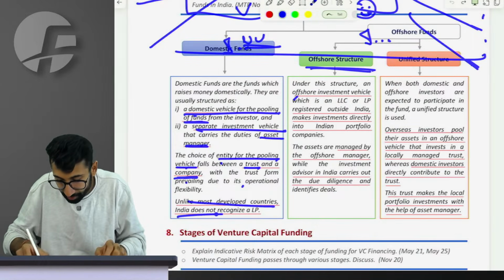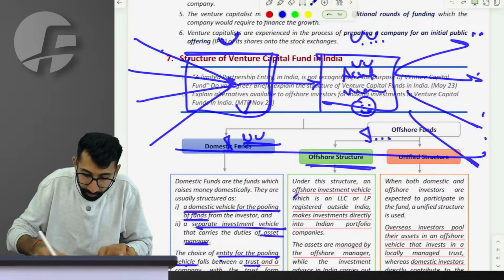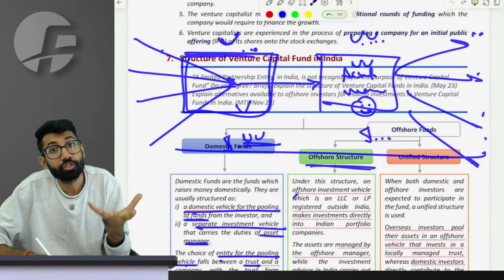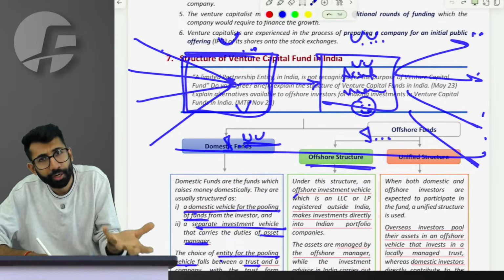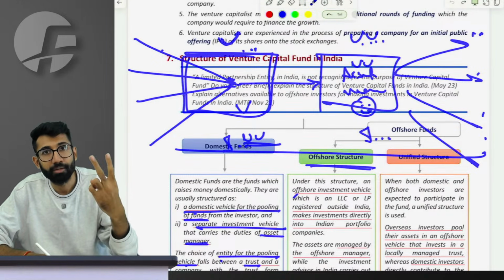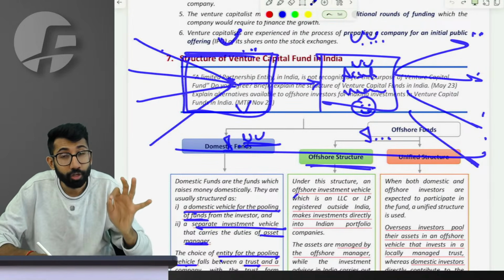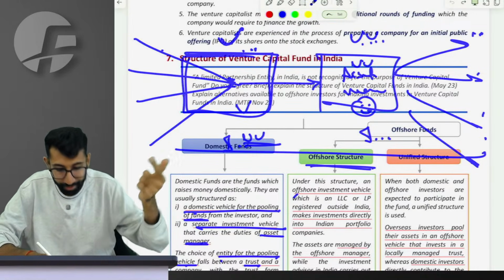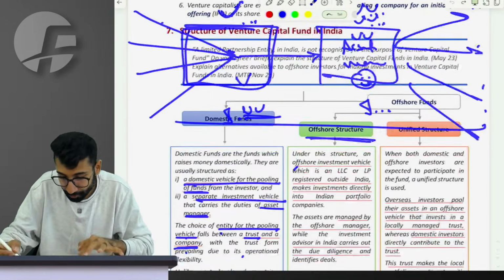Sir, the entity for pooling vehicles falls between a trust or a company. The LLP right now in India is not recognized. When you talk about this pooling vehicle, what can be the nature of this entity? Can it be a private company, public company, trust, partnership? What can it be? This entity can be a trust or a company. The limited partnership as of now is not allowed in India. However, it is allowed outside India. Nothing in this context has been spoken about the asset management company in the book.